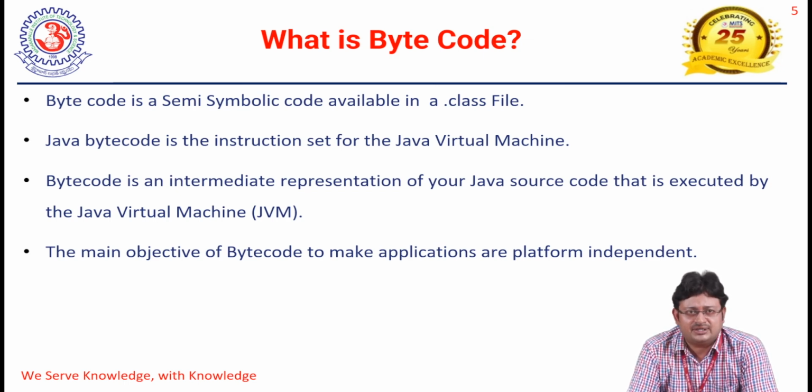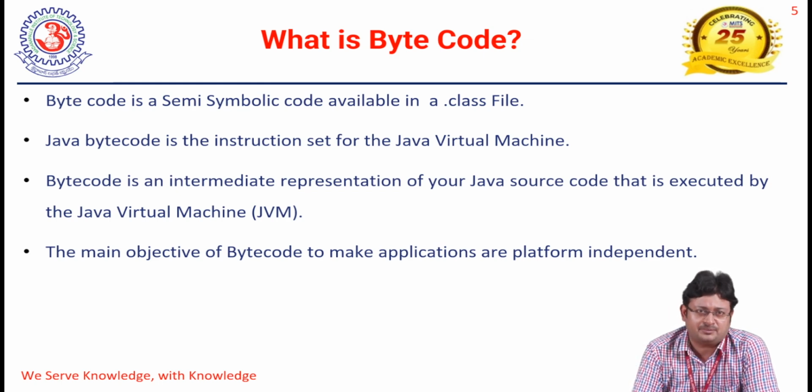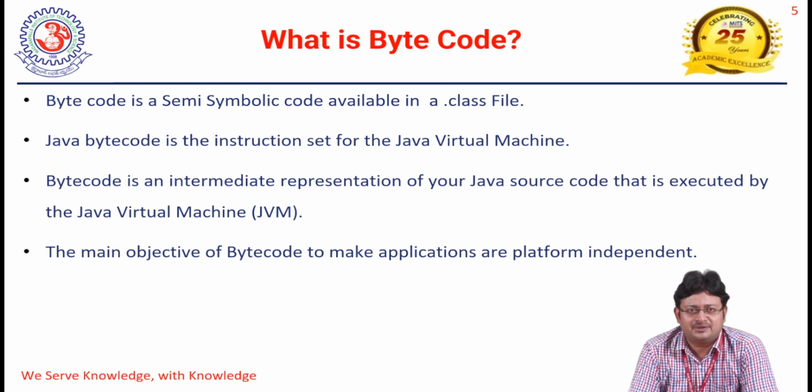We can also construct the definition that bytecode is an intermediate representation of your Java source code, because it is not purely source code, and again, it is not purely object code, that is, machine level code. It is an intermediate form between source code and machine code. So bytecode is an intermediate representation of your source code which can be executed by the JVM. And of course, the JVM provides the runtime environment and the infrastructure for it. The main objective of bytecode, as we discussed, is to make applications completely platform independent.